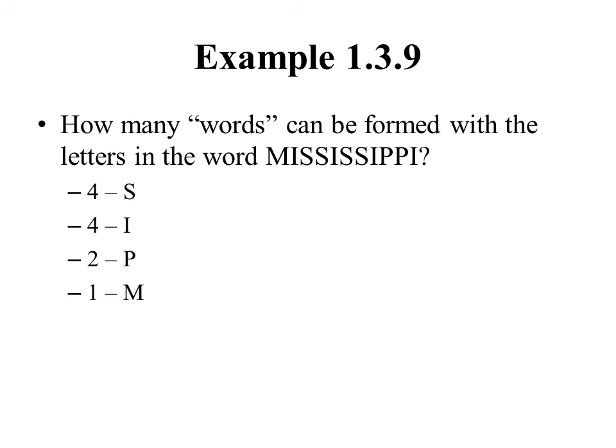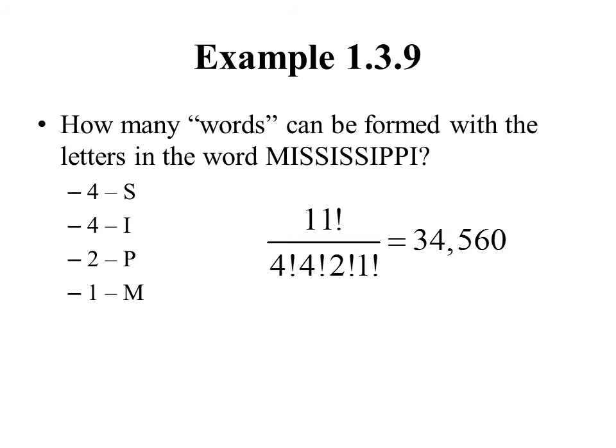So note that we have 4 S's, 4 I's, 2 P's, and 1 M. And so the number of ways that we could arrange these is 11 factorial divided by 4 factorial times 4 factorial times 2 factorial times 1 factorial. And when we do that arithmetic, we get 34,650. So that's the number of words that we could form.